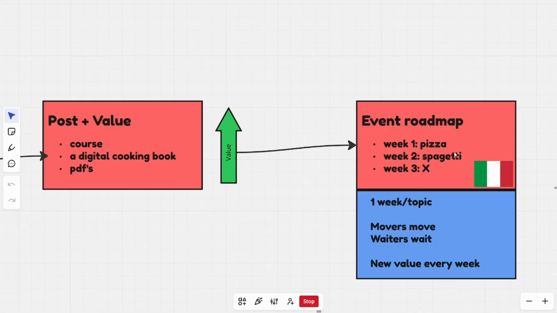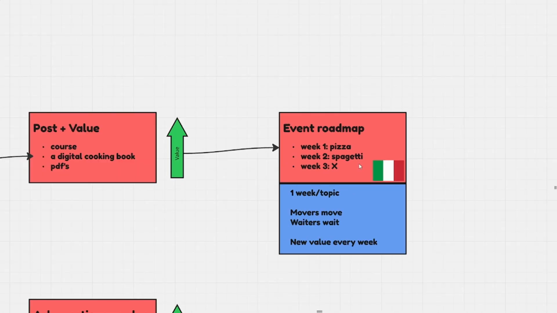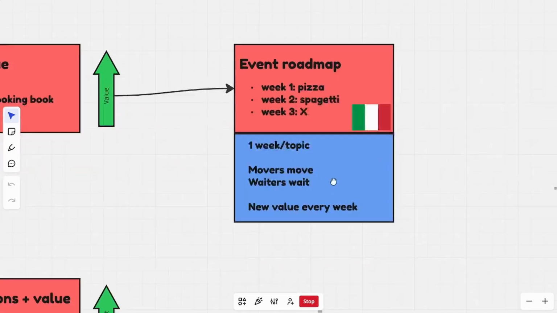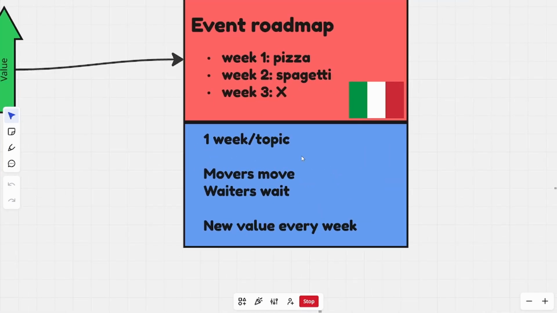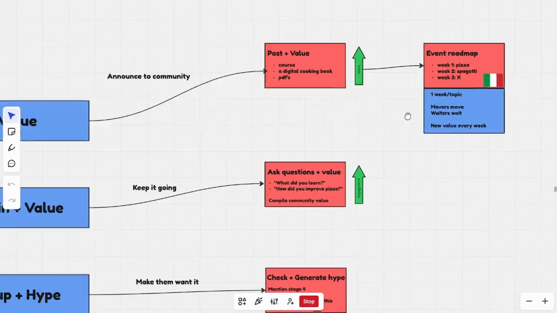And then you want to provide an event roadmap. So you tell your customers, in the first week we will be making pizza. In the second week we will be making spaghetti. And in the next week we will be making X. Make it so that there is 1 week per topic. And this works because the people who like to move on what you have given them will move, and they will share what they have done inside of the community. And the people who like to wait and see the results of others can wait. And every new week your goal should be to add new pieces of value to keep the event engaged.